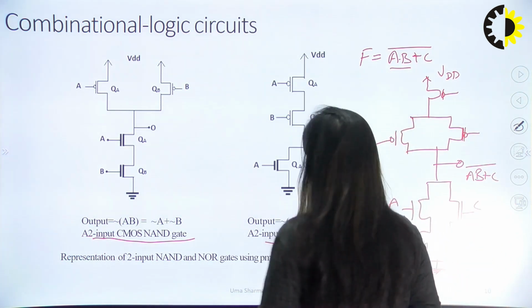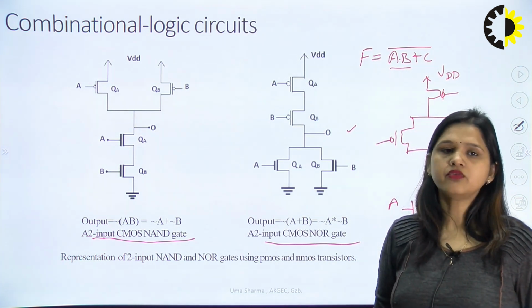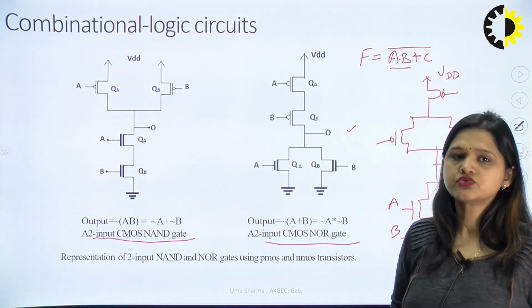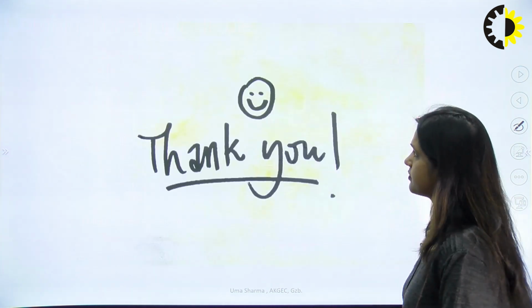So this is how you can implement any Boolean expression. I hope you have understood the concept of how we can implement any Boolean function using the concept of CMOS logic gates. So this is all from my side.